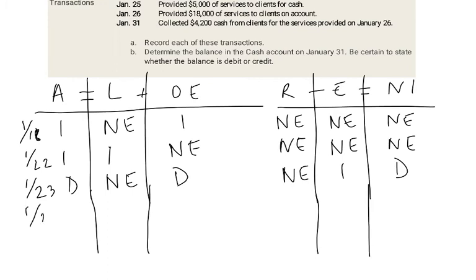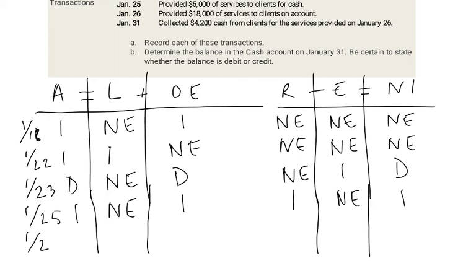We provided $5,000 of services to clients for cash. So we increased cash, didn't we? Did we do anything to liabilities? No, because we provided the services. So therefore our owner's equity increased. We provided those services, so that is income or revenues, isn't it? So we increased our revenues. We didn't incur any expenses in this transaction, so therefore our net income had to have increased.